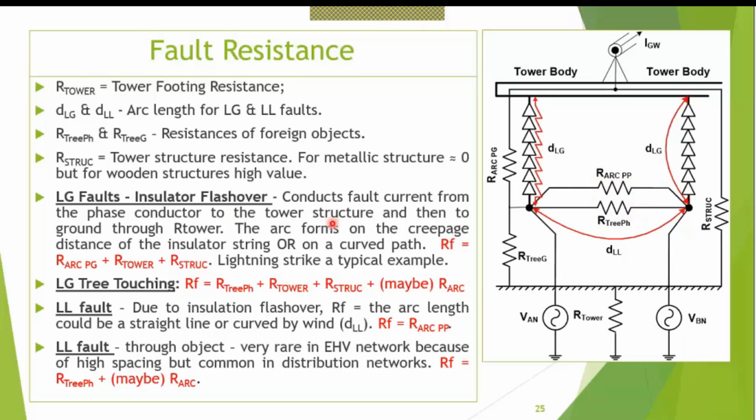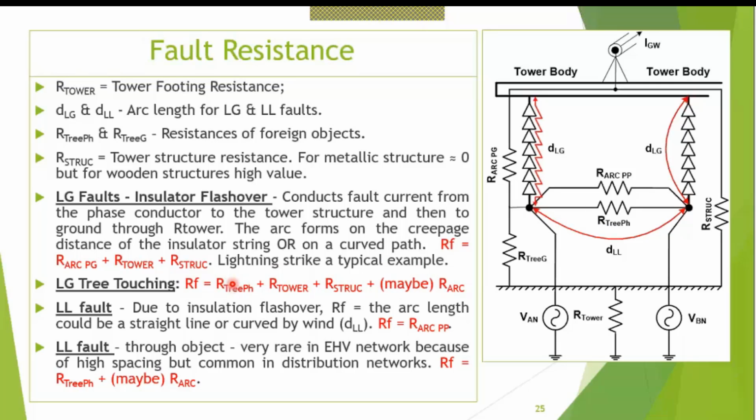Coming to the LG faults. LG faults are a little bit more complicated. In an LG fault, there can be tree touching, as I had explained earlier. Then there will be three impedances involved. R arc probably, R tower, the structure resistance, and the R tree resistance will be there. Generally, these dry tree resistances are quite high. 30 ohm, 40 ohm has also been seen.